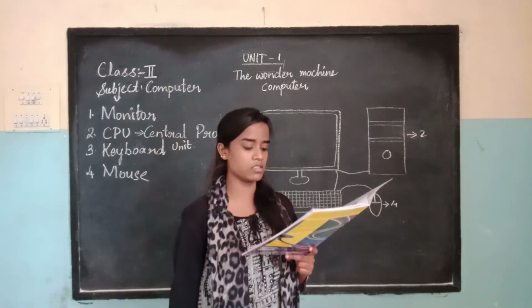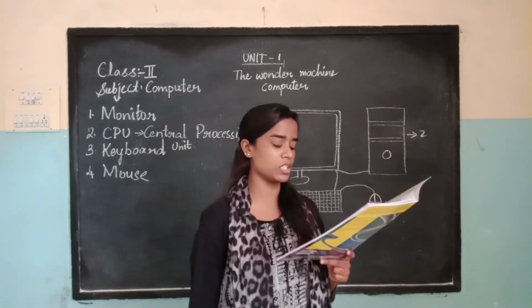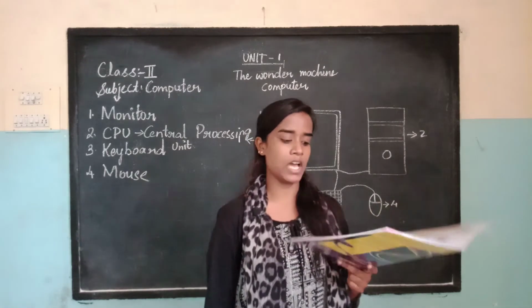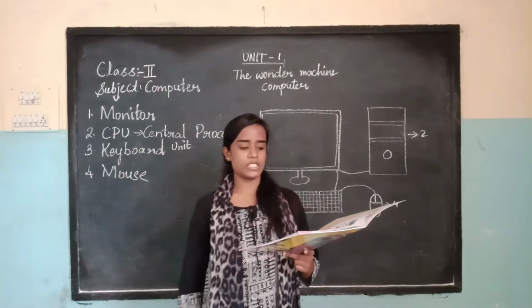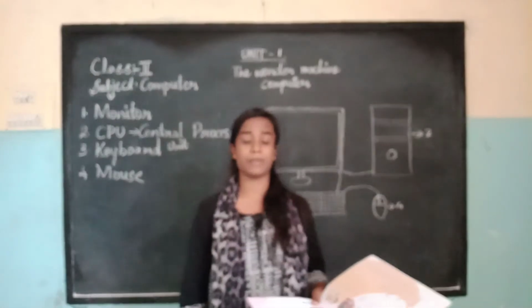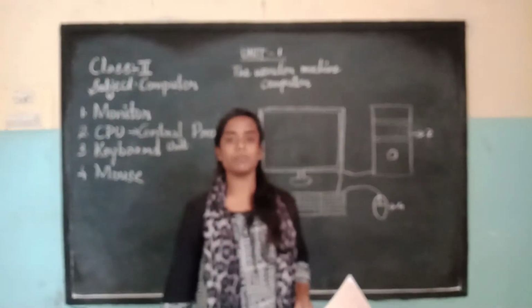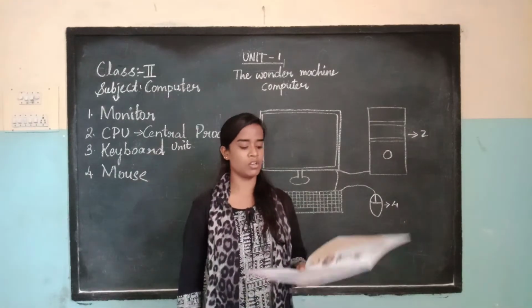It shows letters, numbers and pictures. The result of our work done on the computer can be seen on the monitor. The monitor is called an output device. In first class also you have learned about the monitor. It looks like a television. Whatever we are typing with the help of the keyboard can appear on the monitor screen. For example, letters, numbers and pictures.